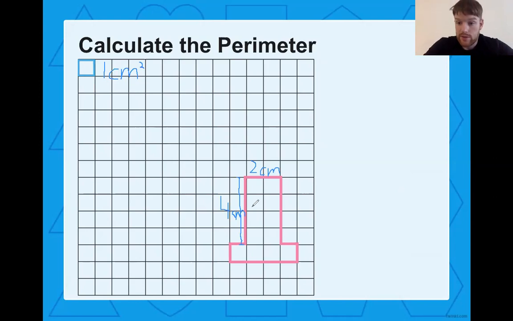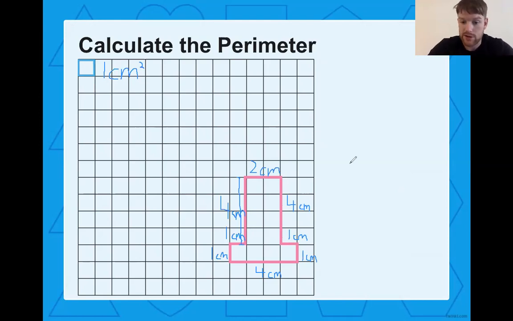Now this is an irregular shape, so we need to be careful here. Okay, so we have 2 centimeters here, 4 centimeters here. We have 1 centimeter here, 1 centimeter. We have another centimeter here, don't we? 1 centimeter. On the bottom here, we have 1, 2, 3, 4 centimeters. So up here we have 1 centimeter. Over here we have another 1 centimeter. And then we have 1, 2, 3, 4 centimeters. So I have all my lengths now. I have 2 centimeters, 4 centimeters, 1 centimeter, 1 centimeter, 4 centimeters, 1 centimeter, 1 centimeter, and 4 centimeters.